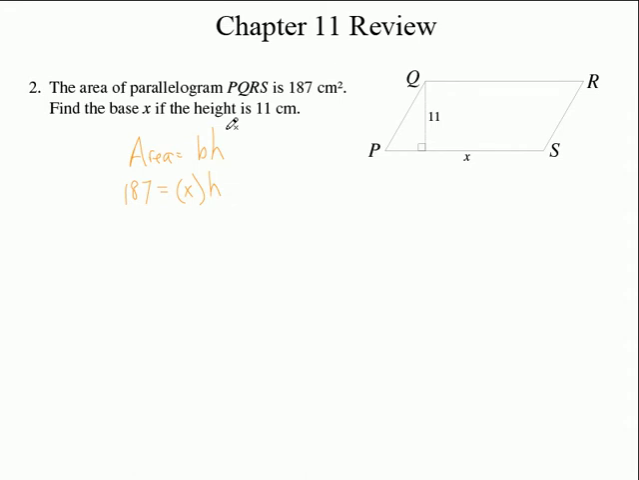Alright, so really, it's as simple as that. Remember what we're doing. We're solving for, let's see, why did I put the height as h? Don't know. But the height is 11. And we're trying to solve for the base. It says find the base, x. So we're solving for x. Divide both sides by 11. You throw that in a calculator, and it's 17.